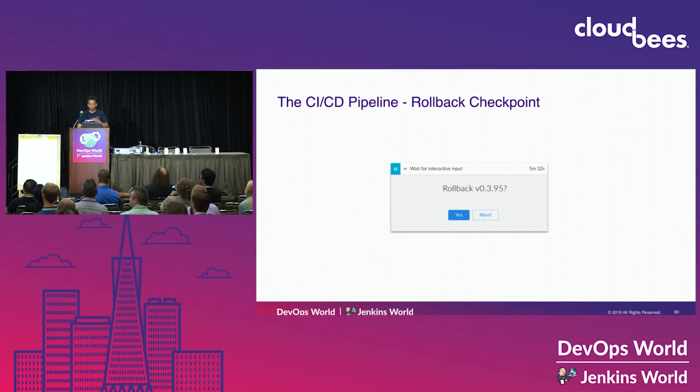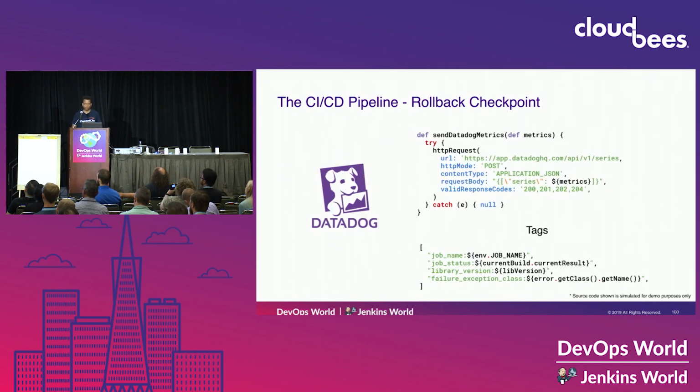So during this 4-hour window, we want to monitor the application. We want to monitor how pipelines are running with this new version. So we use Datadog to collect metrics. Every time a pipeline runs, we send metrics to Datadog that say, hey, this pipeline was executed. These are some of the common attributes that were captured: the job status, the version of the library, the name of the exception. All of these help us determine whether or not there's a problem.